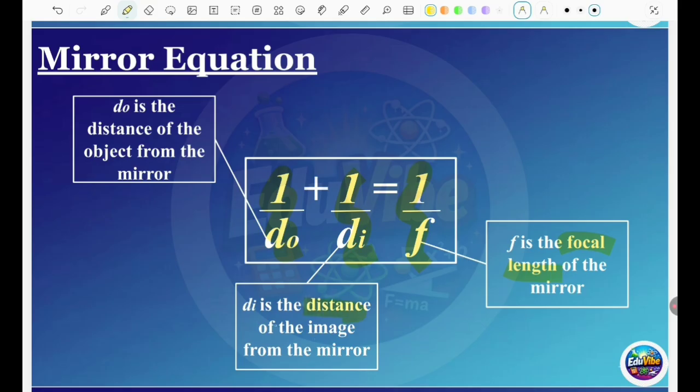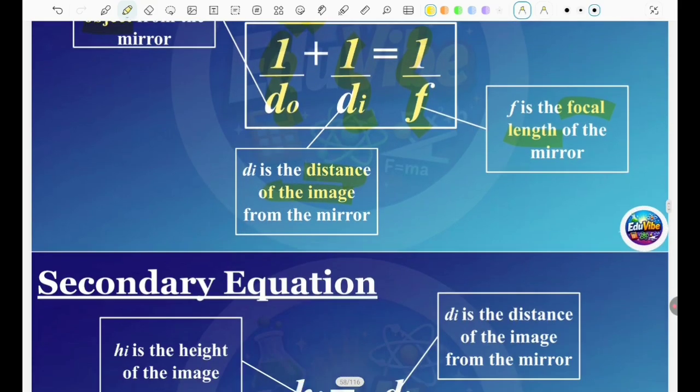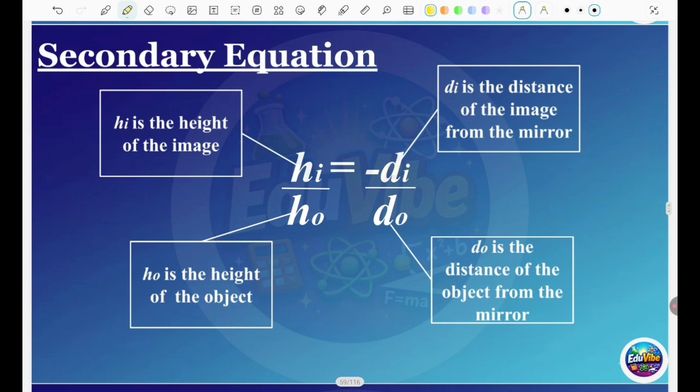Di is the distance of the image and do is the distance of the object, both from the mirror. You have to know this mirror formula, which is very important to calculate the lenses questions or the mirror questions. You get one question for this for sure in both. Then we also cover this secondary equation. Again, this equation is the same for both the lenses and the mirrors.